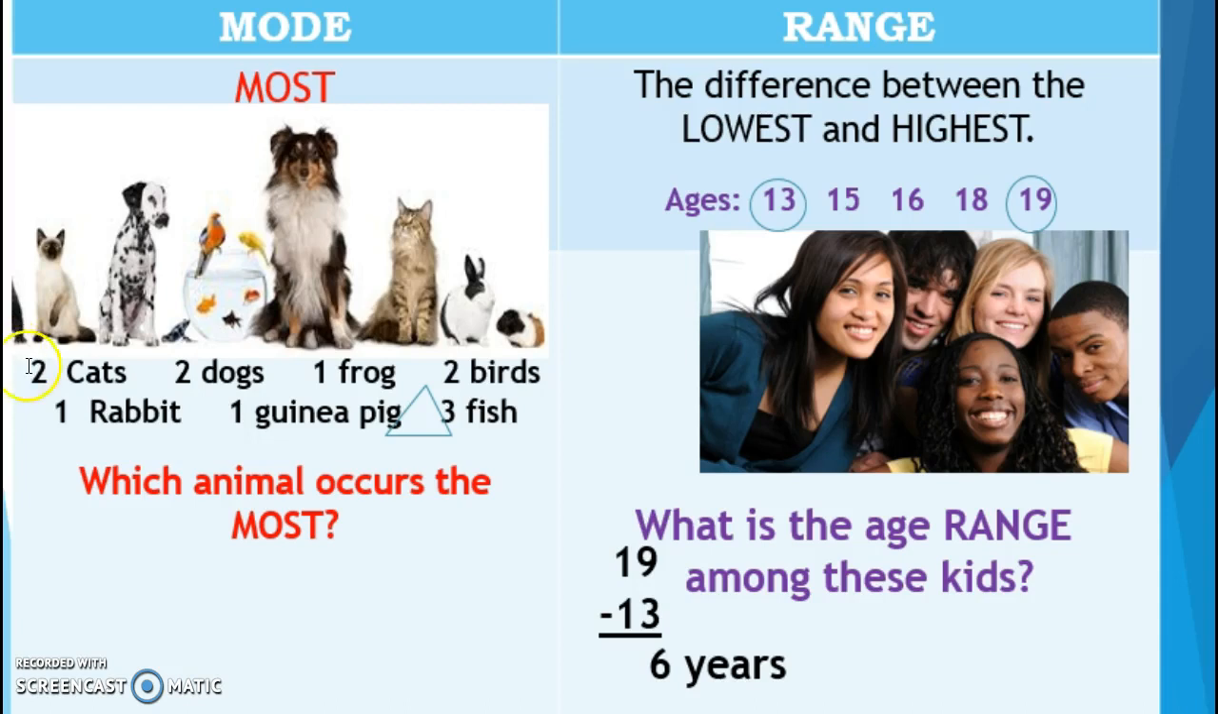In this picture, if you count up, you've got 2 cats, 1 cat, 2 cats, 2 dogs, 1, 2. I put my total down here. There's 1 frog. He's a little hard to see down here. 2 birds sitting on top of the fishy bowl. 1 rabbit. 1 guinea pig. And if you look inside the fish tank, there are 3 fish. So which animal occurs most? You know by the biggest number, and that is 3 fish.